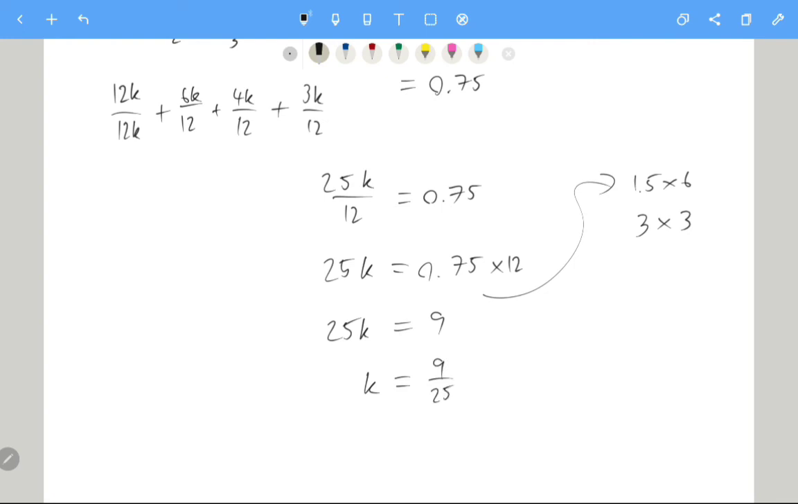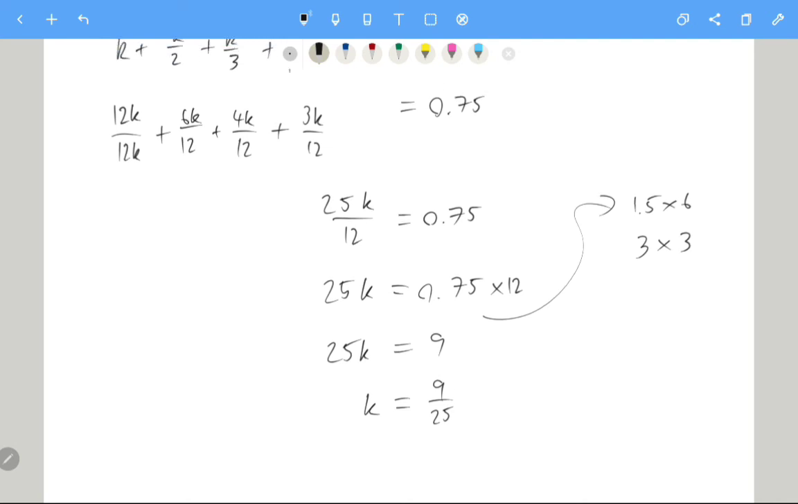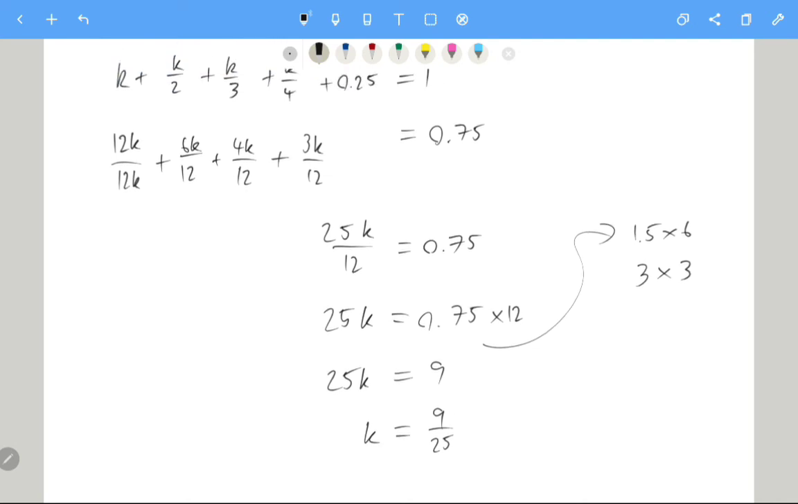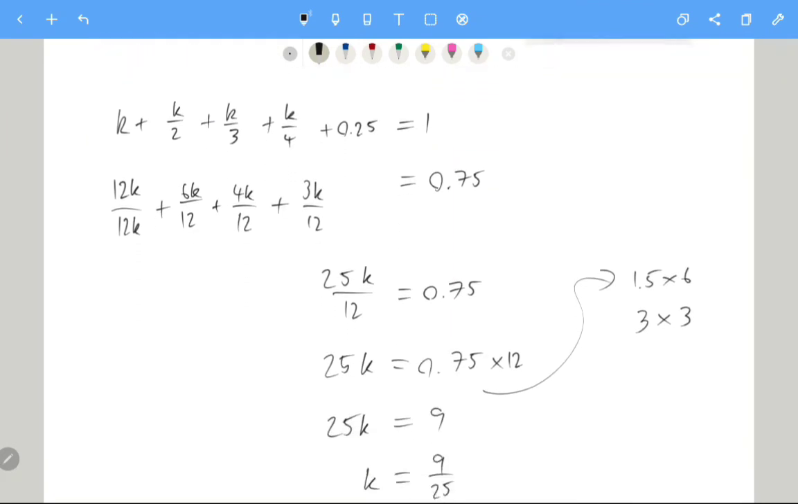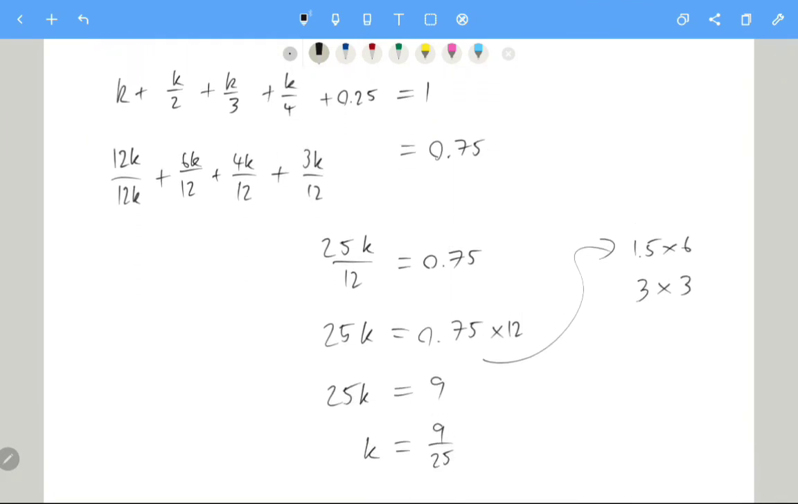However, that is the value of k, and we're all finished, ready to go. Alrighty, so in this probability distribution, for it all to work out, k would have to equal 9 on 25, or 9/25. Alrighty, see you in the next one.